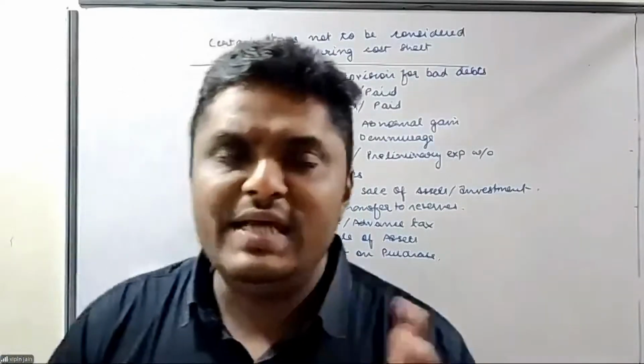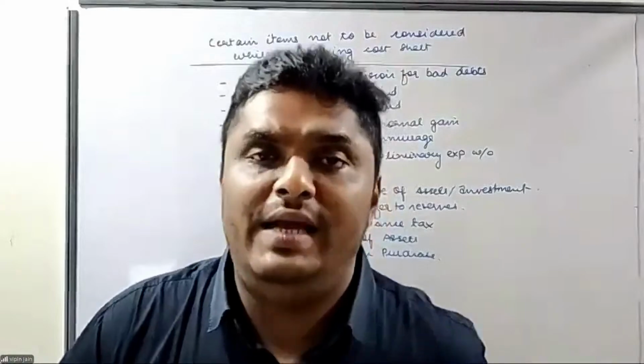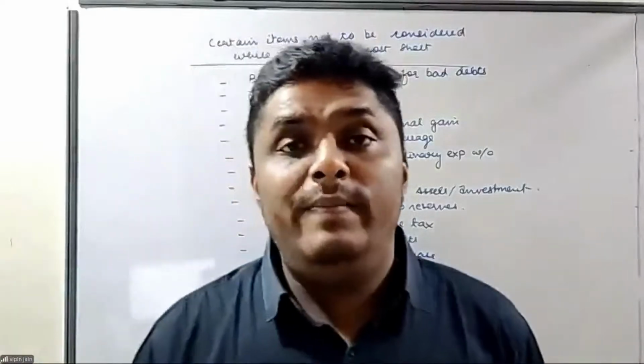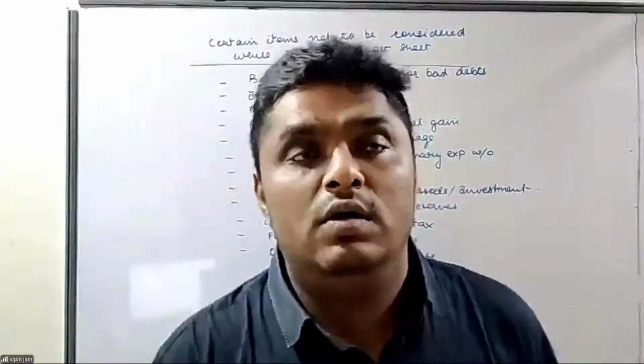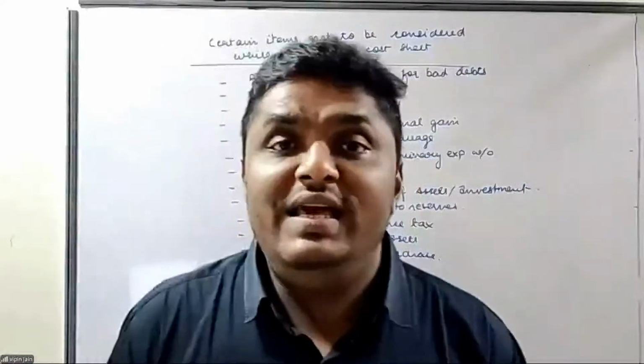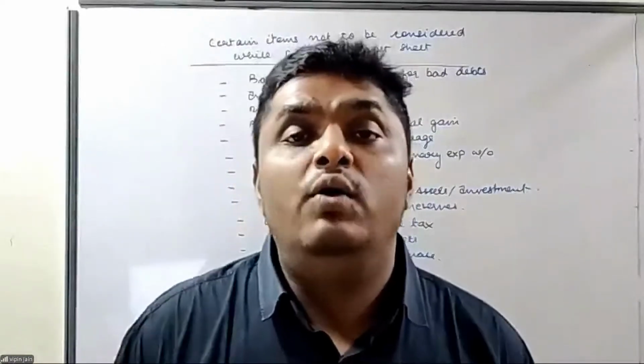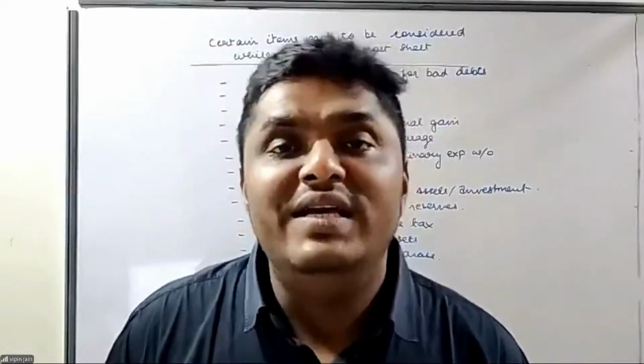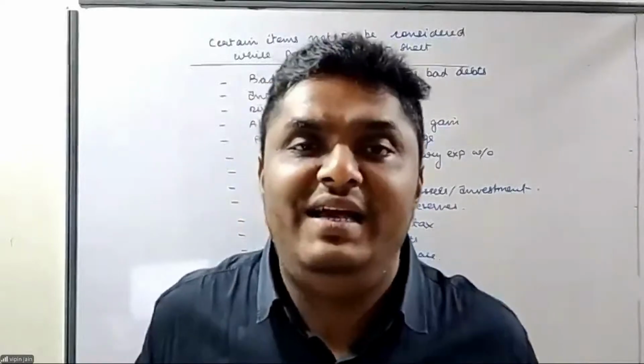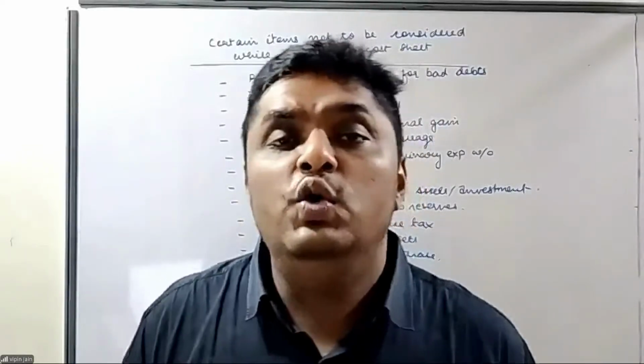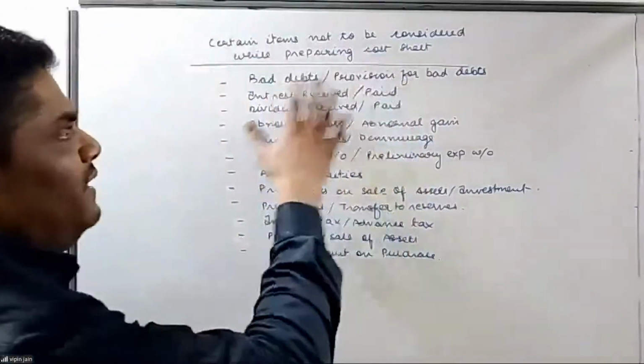See, Ritika, these items have nothing to do with cost calculation. Bad debts is an abnormal loss. A cost sheet is all about estimated data. So how can we estimate bad debts? It is practically not possible. It has nothing to do with cost calculation, so that's why it will not come.